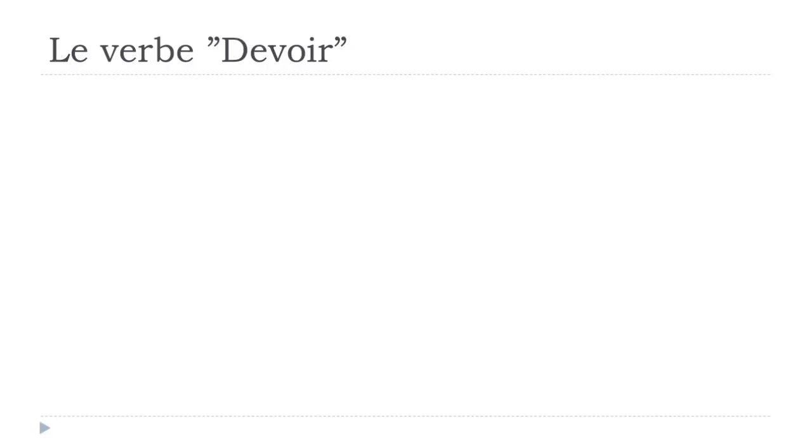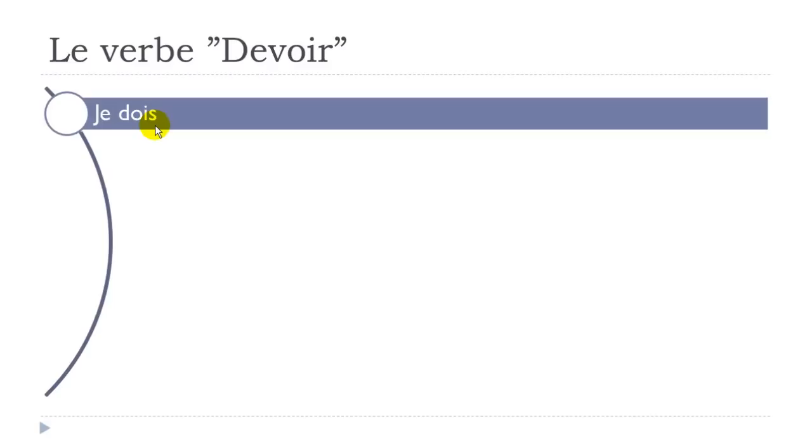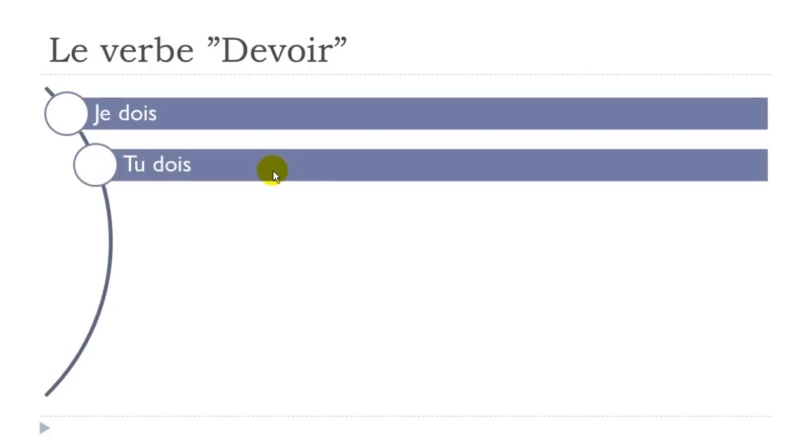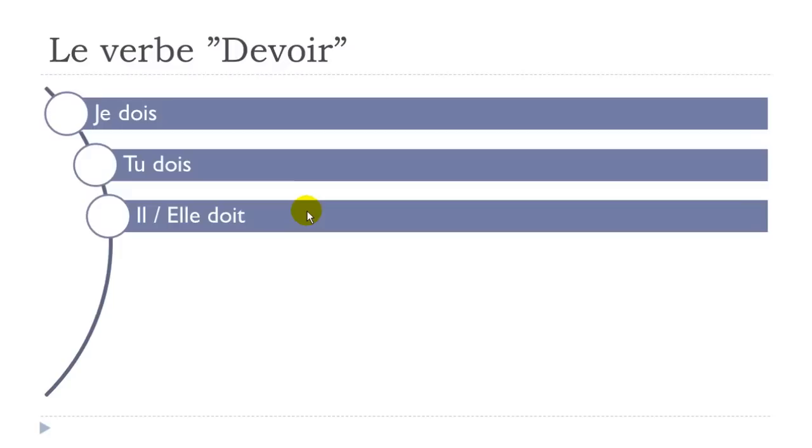Je dois. Okay, remember, final S is not pronounced. Je dois. O, E, when you combine the two, you get the sound wa. Je dois. Okay? Tu dois. Final S not pronounced. Tu dois. Il doit. Elle doit. Final T not pronounced. Il doit. Elle doit. Okay? So if you have a look at these forms phonetically, they are the same forms. Okay? So doit, doit, and then doit. Okay? And then nous is coming.